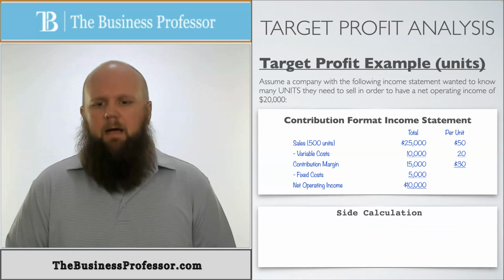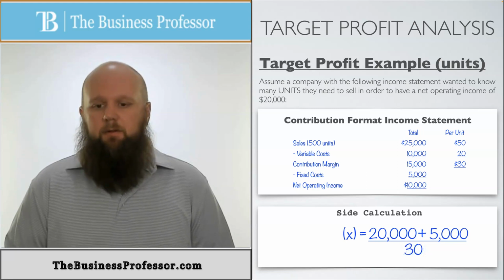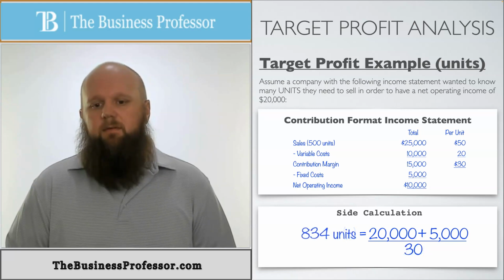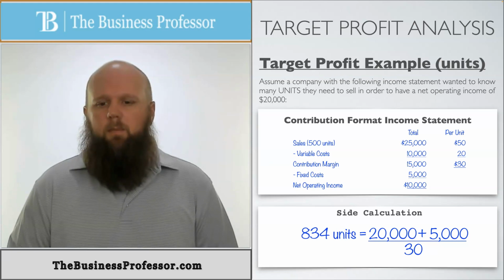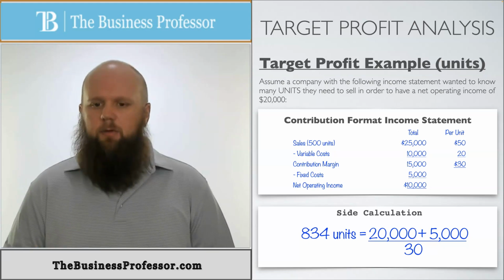If I move everything around, or use the simplified version, 20,000 plus the FC, which is 5,000, divided by the UCM, which in this situation is 30, it's going to give me an X of roughly 834 units. I believe it's a little bit lower, but anytime you do this calculation, you will always round up, because if you round down, that means you're not actually hitting the 20,000 mark. You're coming up just a little bit short.